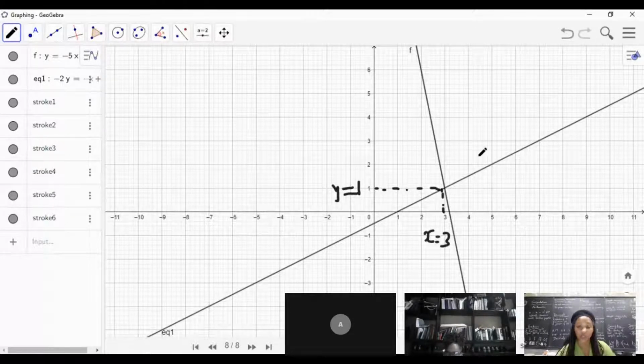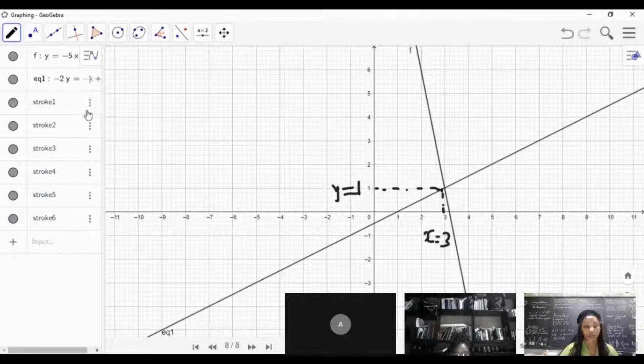So we plot the two lines, and where they intersect, take your ruler, draw a dotted line down to where it crosses the x-axis, and that's your solution for the x. Take a ruler and make a dotted line over to the y-axis, and that is your solution for y. Okay? Now, here's what I want you to do.